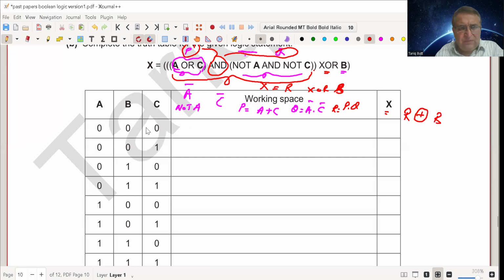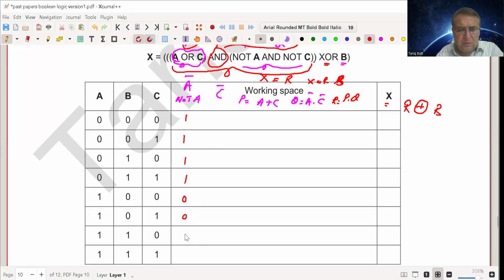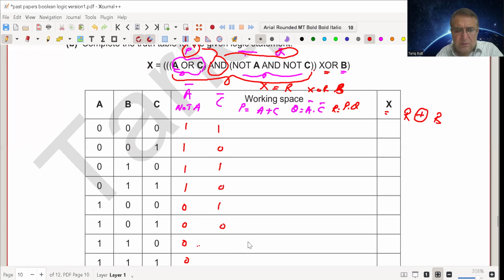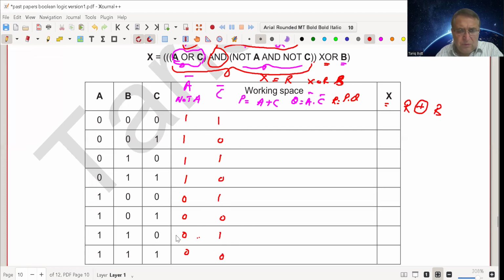So A prime, not of A, just invert it. So 1, 1, 1, 1, 0, 0, 0, 0. The next is you need C prime, or not of C. So just invert this column. It was 0, 1, 0, 1, so it is 1, 0, 1, 0, 1, 0, 1, 0.